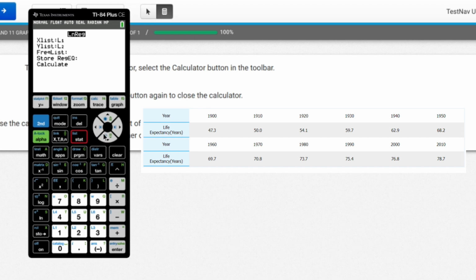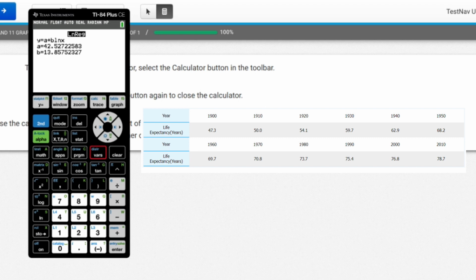I'm going to make sure that when I store my regression equation, I store it in the y sub 1 so I can use this later. So I'm going to go to vars, y vars, function y sub 1, and calculate it. And I get this pretty gross looking equation.